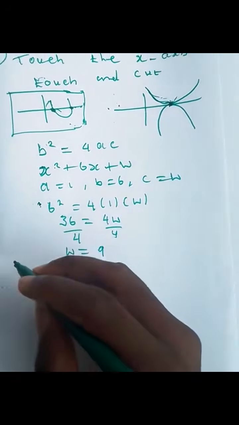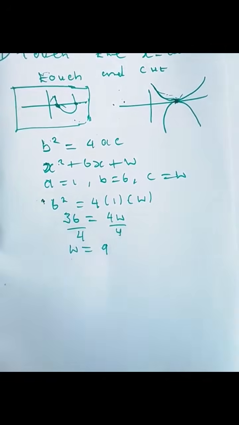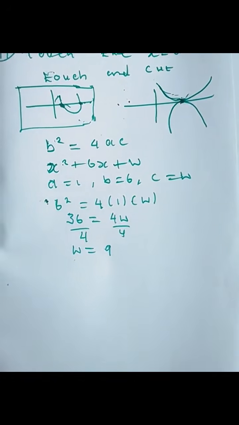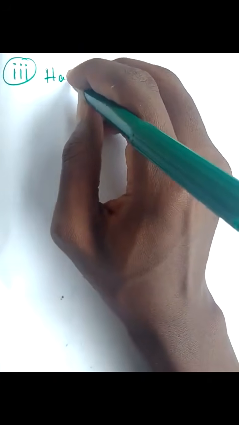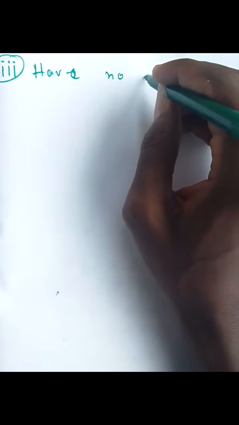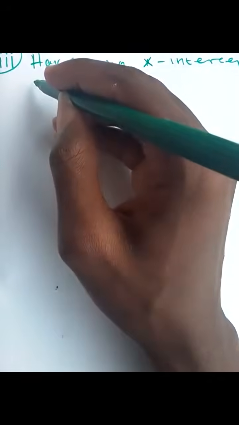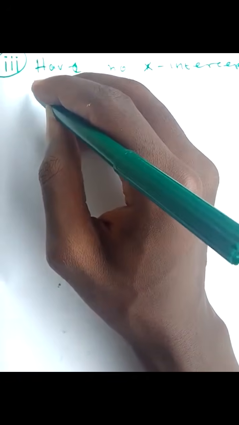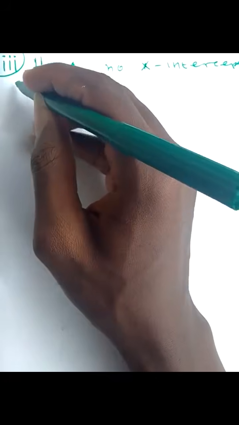Right, so let's look at the third condition given. The third condition, they're saying it has no x-intercept. I'm sure this one is self-explanatory unless you're somebody who hasn't watched my lessons on the A+ Academy app. Only you will be confused.